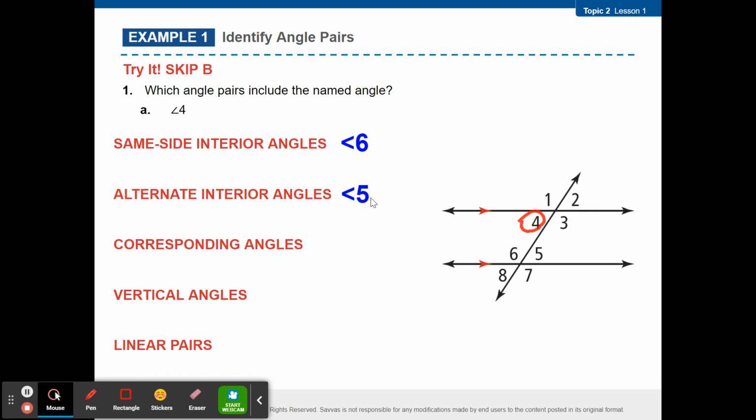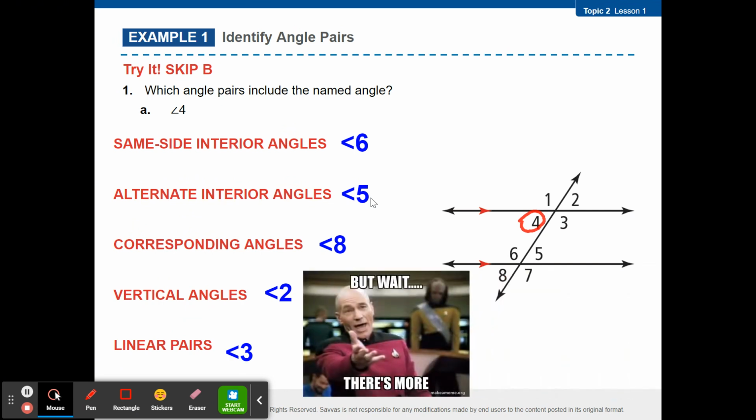Who's got corresponding for me? 8. Very good. Vertical angles? So what would be vertical to 4? Good, Kira. 2. How about a linear pair to 4? 3. Is that it? 3 and 1. Very good. So 3, but wait, there's more, 1. Does everybody see why 3 and 1 would be linear pairs with 4? Okay. Good.